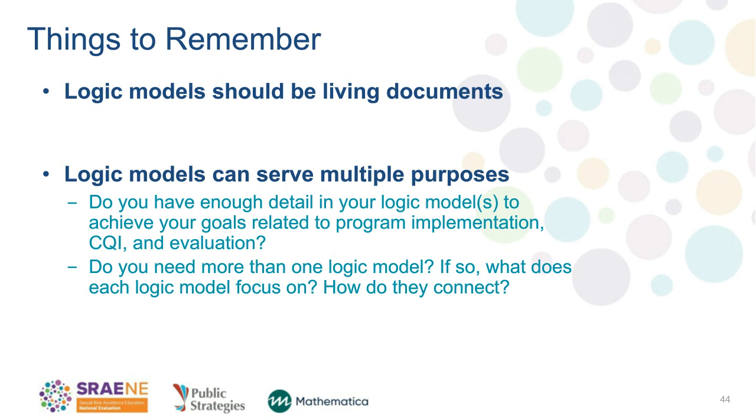So as we talked about, it can help you think about CQI, it can help you think about evaluation, it can also help you think about program implementation, right? In a logic model, you need to articulate what the activities are and what the outputs are. You can look at those outputs and see whether or not you're achieving them. You can look at that list of activities and figure out whether or not it's really what's going on in that program. Okay?